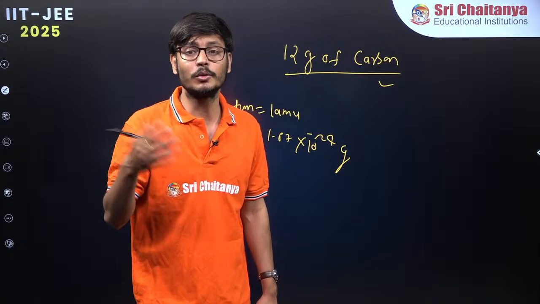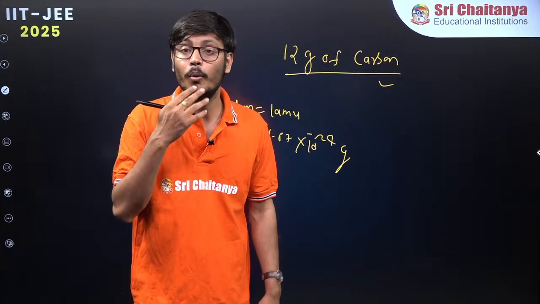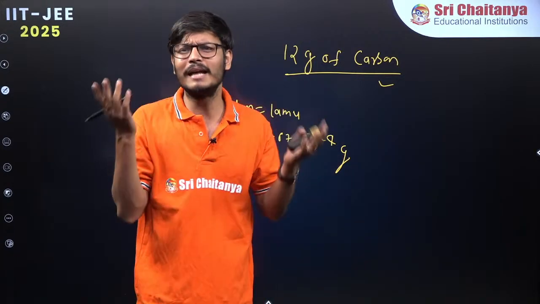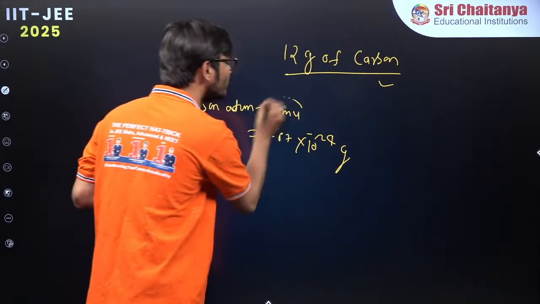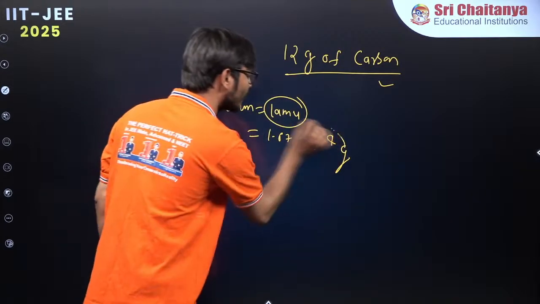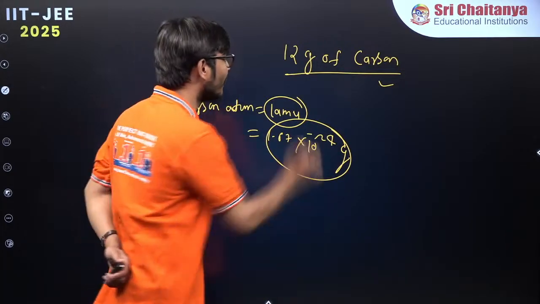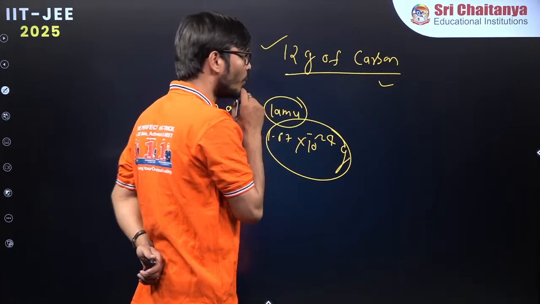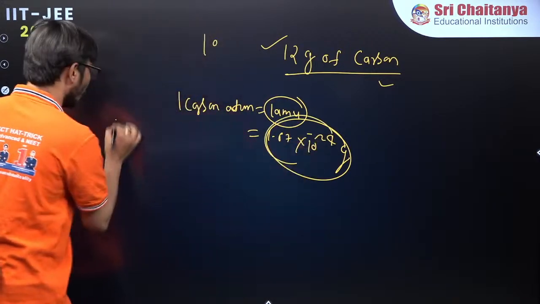Then scientists started to think, what will be that number? How to find that number? So a very simple idea came into their mind. What is that idea? That one atom's mass is 1 AMU. Very good. One atom's mass is how much? 10 to the power minus 24 gram. And we are having how much? 12 gram.